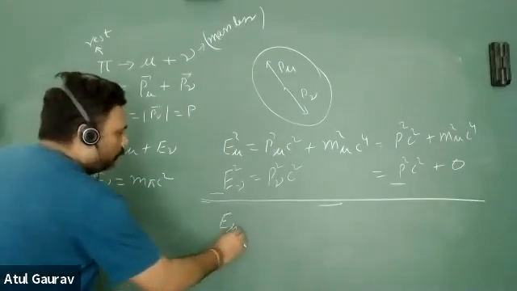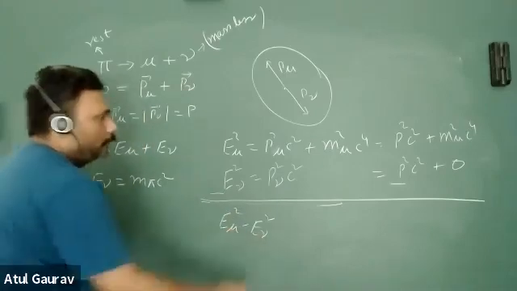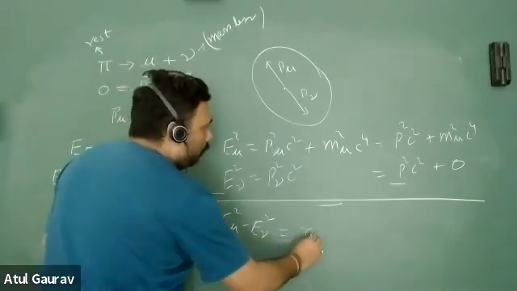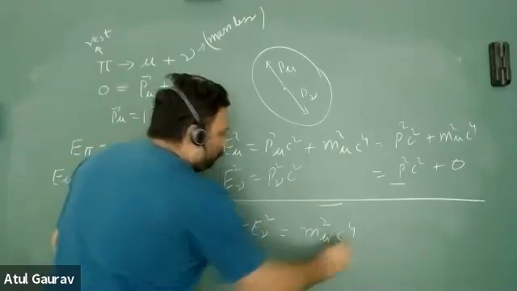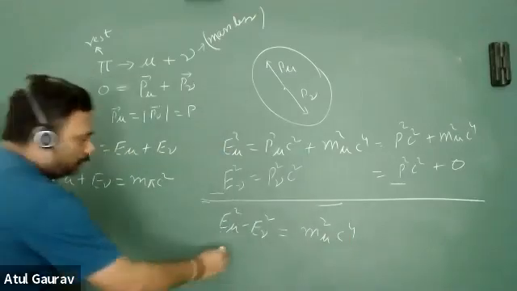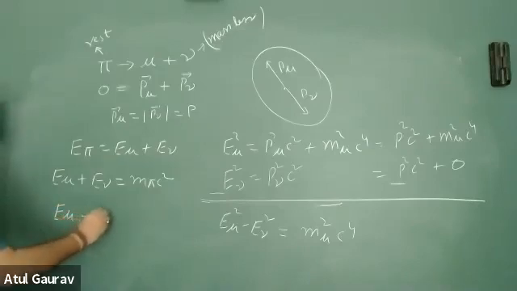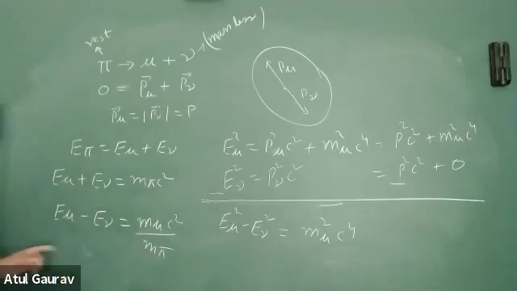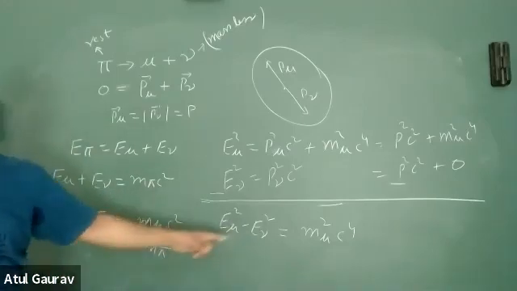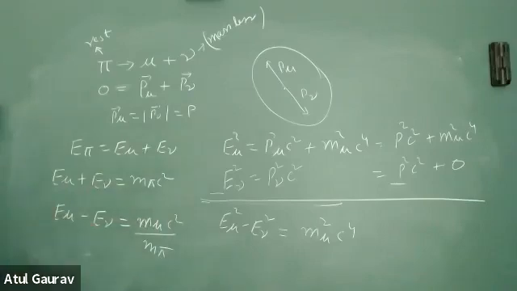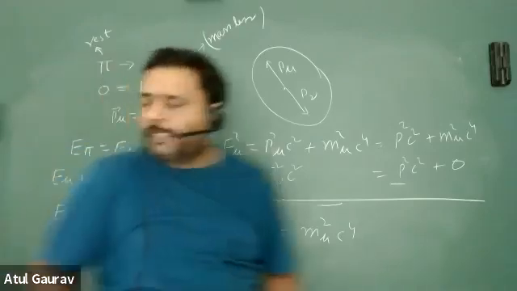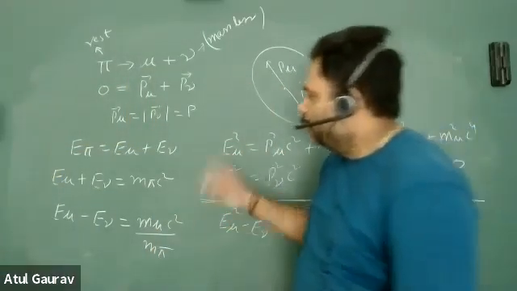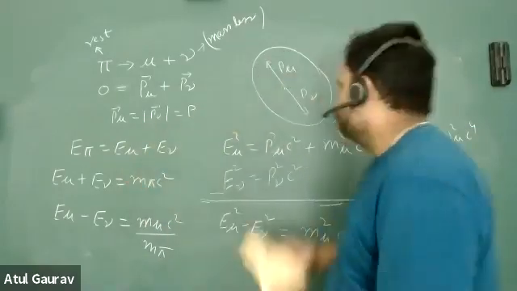So we have E mu square minus E nu square is equal to basically m mu square c^4, and again from here we can have E mu minus E nu is equal to m mu c square by m pi. I am just doing the same thing again, a plus b into a minus b. So what will we get? We will get the two particular answers, and you can just check it by putting m nu is equal to 0 in the last problem.